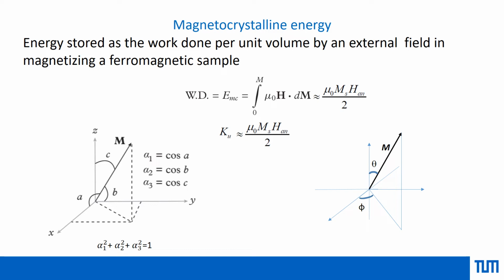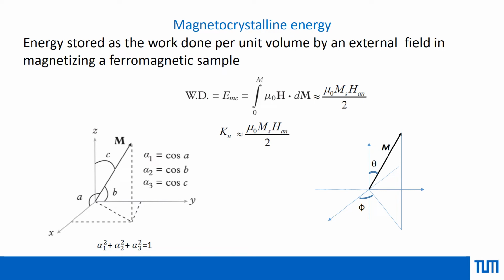To really find out the proper contributions of anisotropy, one has to consider the energy density, magnetocrystalline energy density, and write it in terms of anisotropy constants for different crystalline structures. For that, we can show the magnetization M in Cartesian coordinates with directional cosines like this, shown in the relation here. Or you can show the magnetization in spherical coordinates with theta and phi, the polar and azimuthal angles.